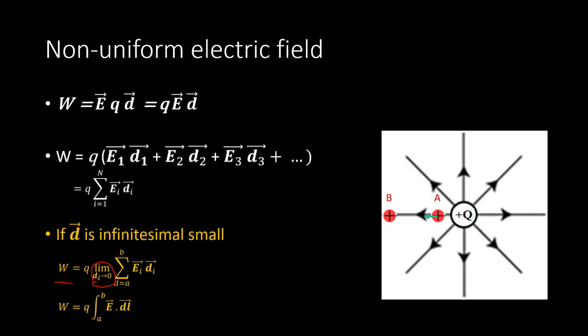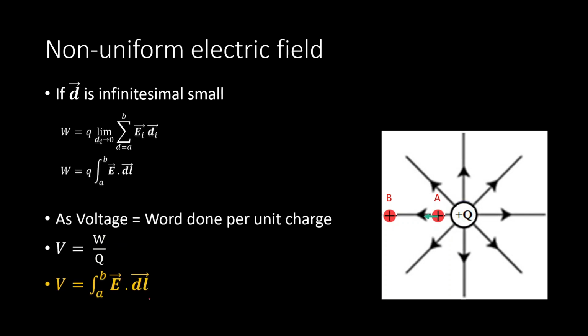Okay? So in this way, we can calculate work done as a finite integral from A to B of E with a vector product with the small distance dl. As voltage is equal to work done per unit charge, sorry for the typo here, V will equal W over Q. So we can cancel out the Q because we divide W by Q, and the charge Q cancels out, leaving this behind, which is E dot dl.